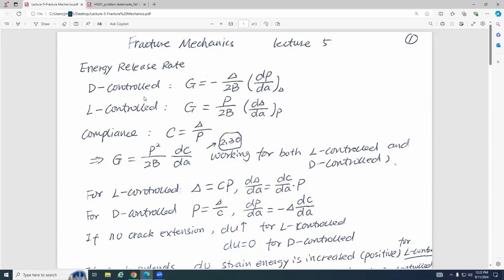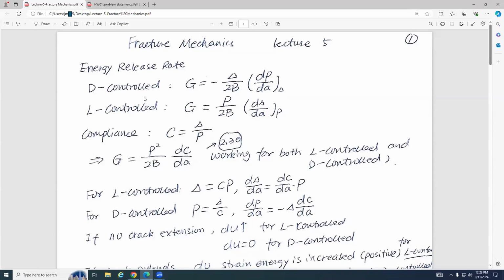For load control, on the contrary, the P, the applied load, remains constant. It does not change. So what is changing for the load control? The changing is crack length and the corresponding displacement. As I said, if the crack grows, the specimen becomes softer. If I still have the same amount of load, definitely the displacement will become bigger. Right, guys? Are you following me?